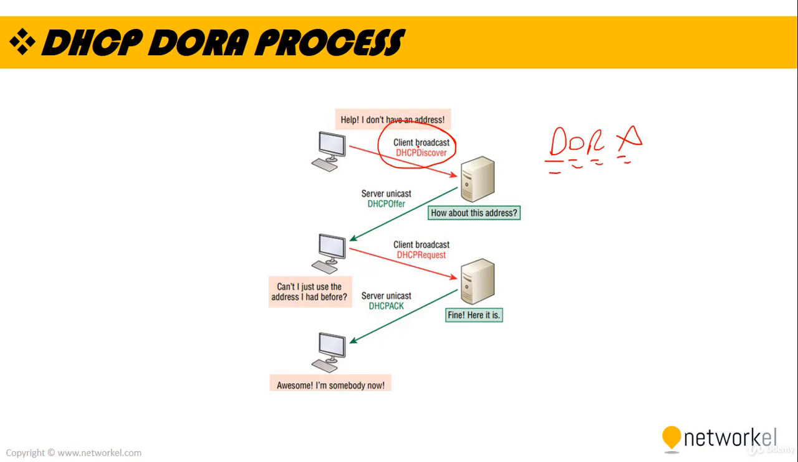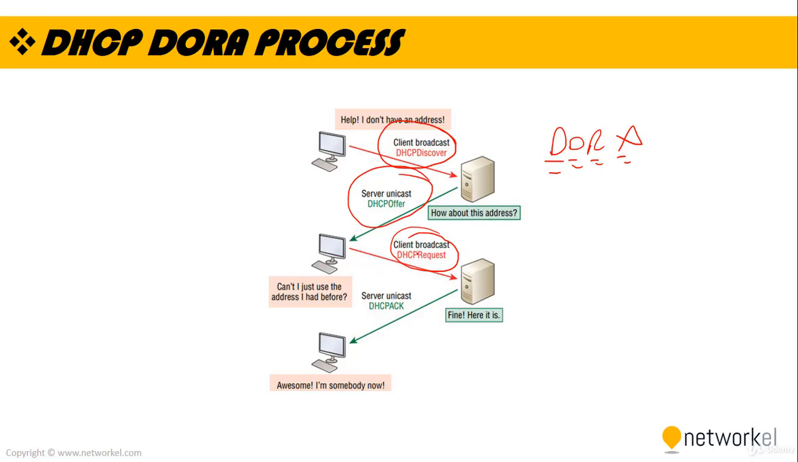When a DHCP server receives the DHCP discover message from a client, which is an IP address lease request, the server reserves an IP address for the client and makes a lease offer by sending a DHCP offer message to the client. In response to the DHCP offer, the client replies with a DHCP request broadcast to the server requesting the offered IP address.